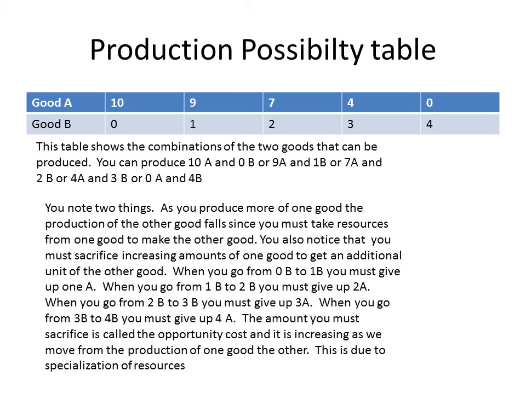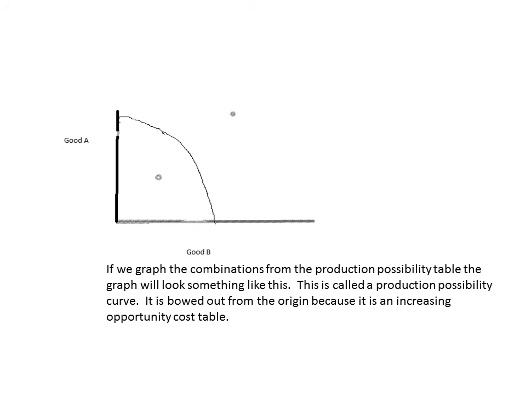The amount you must sacrifice is called the opportunity cost, and it is increasing as we move from the production of one good to the other. If we graph the combinations shown in the production possibility table, the graph is going to look something like this. This is called the production possibility curve. It is bowed out from the origin because it is an increasing opportunity cost table. In other words, we have opportunity costs, but you notice when we calculated the opportunity cost, it became more costly, and we had to give up more as we produce more of the other good.